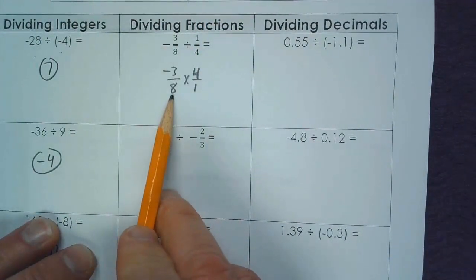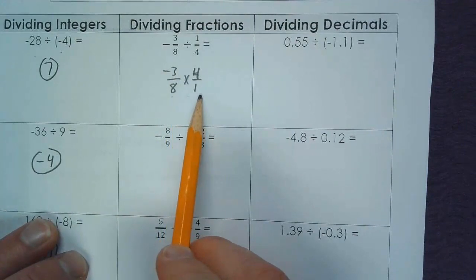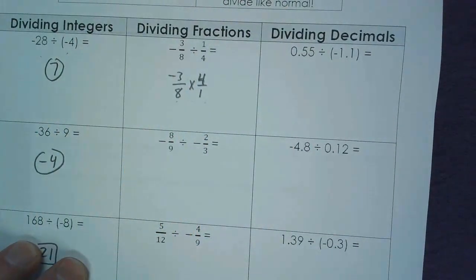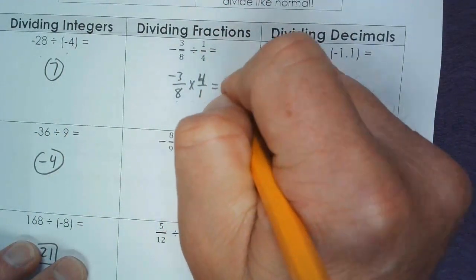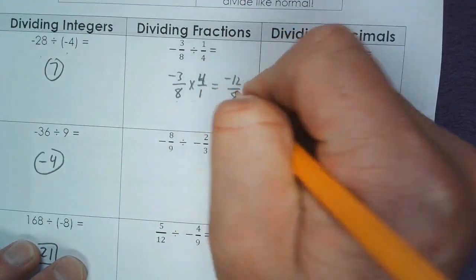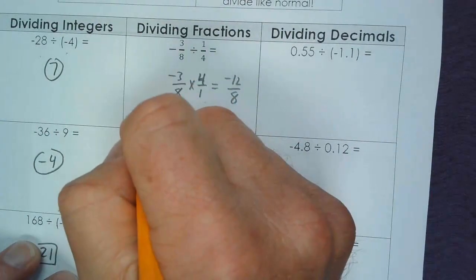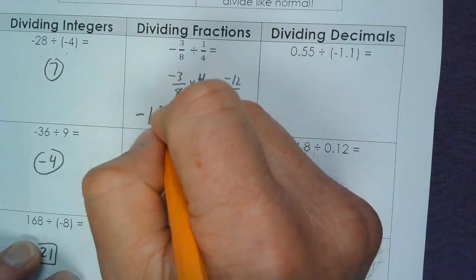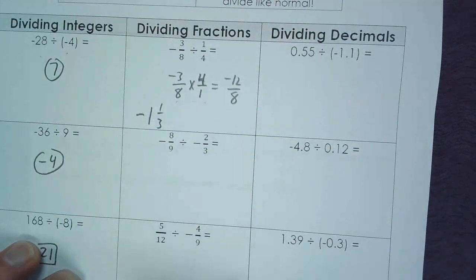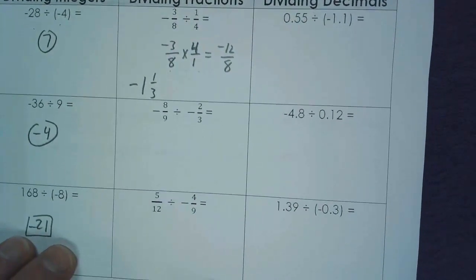The first fraction stayed the same. I changed the sign, and I took the reciprocal of the second one. Now I'm just going to multiply straight across. Keep in mind that's a negative 12. And my final answer, reduced, will be 1 1/3. All right, let's do one more.